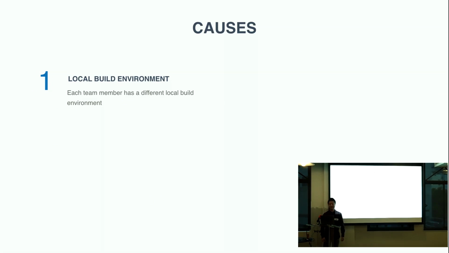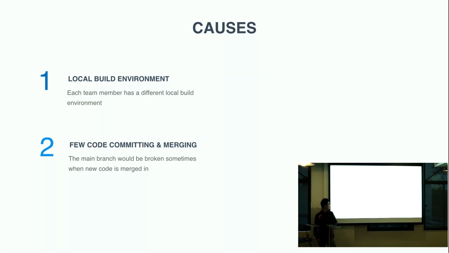So, the causes of these challenges. The first one is the local build environment. Every developer has their own build environment. Some people use the Gradle wrapper, some people don't. And you have JDK 8, that one has JDK 7. It's not good. Maybe you can pass compile on your machine, but you cannot confirm if it would pass on their machine.